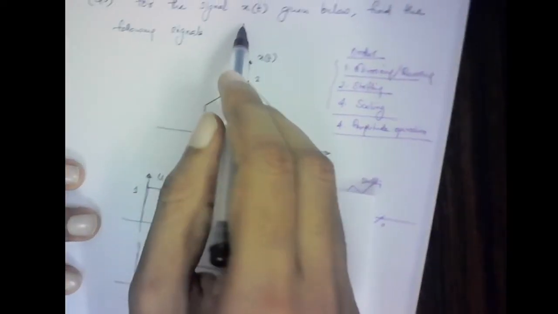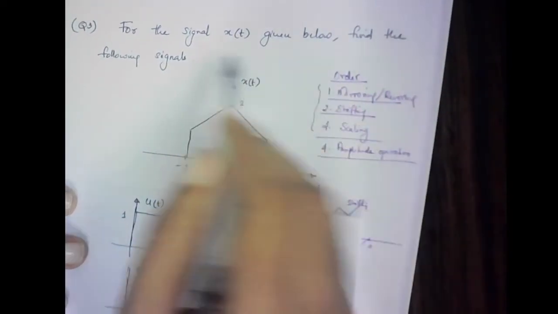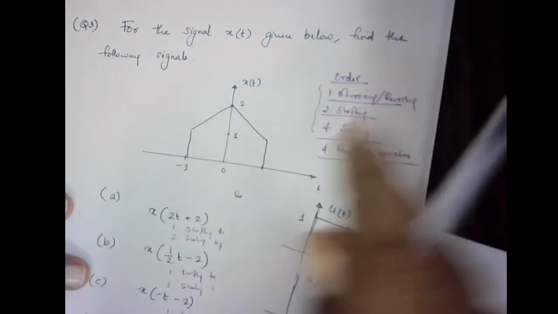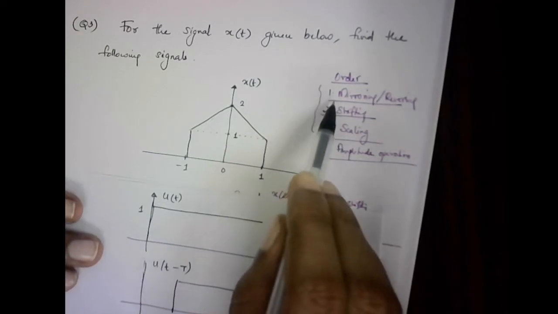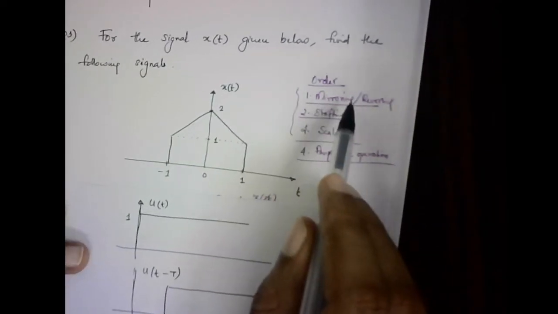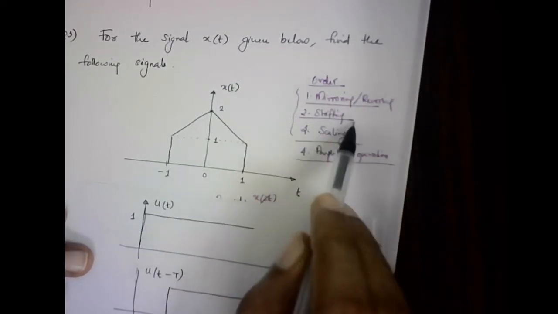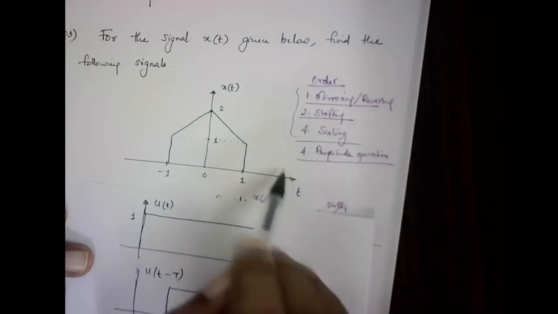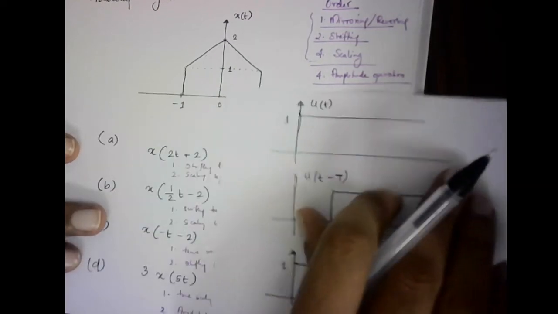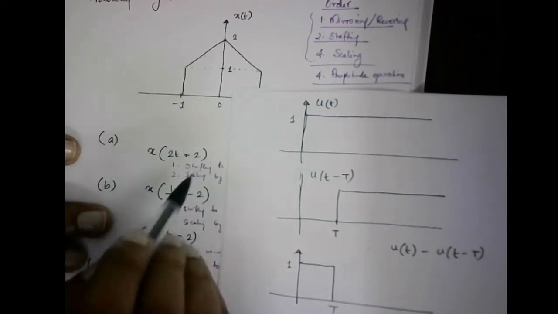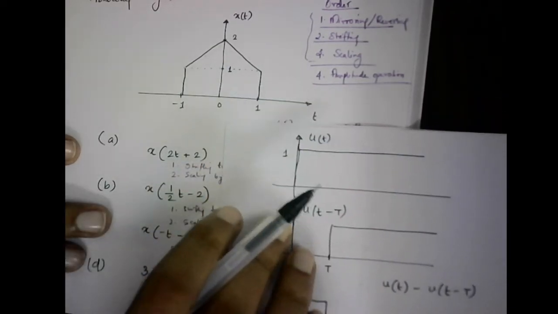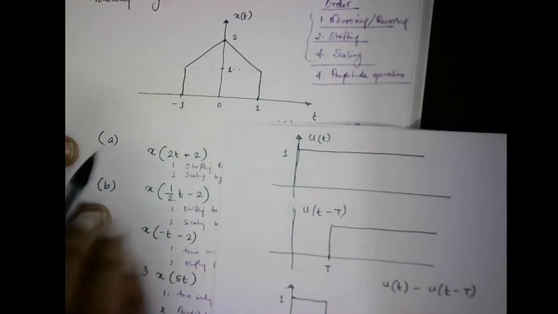Now coming to the next question, for the signal x of t given below, find the following signals. Okay, so remember the order of operations. First is time reversal or time mirroring, then time shifting, then time scaling, then the amplitude operation. Okay, so that's the only thing that you need to keep in mind. So the first question is x of 2t plus 2. So you tell me what are the operations that need to be performed and what is the order.